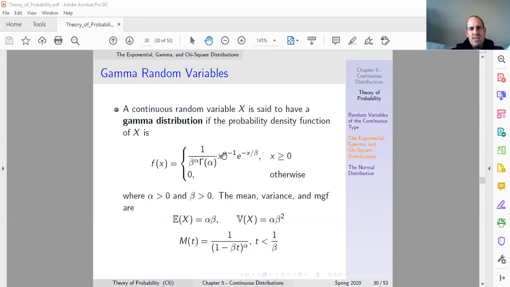If I plug in alpha equal to 1, that kills this x term right here. And I'm going to have 1 over beta, because alpha is 1 over beta e to the minus x over beta. But 1 over beta is lambda. So this thing is just lambda e to the minus lambda x, which is exactly the exponential distribution with parameter lambda. So you can see that this distribution is exactly an extension of the exponential one.